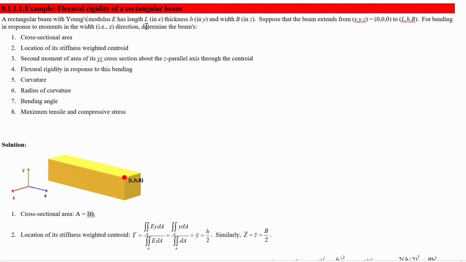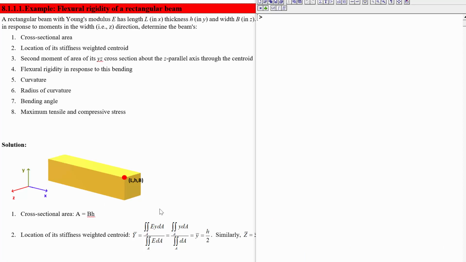Okay, so we're going to do an example that involves figuring out flexural rigidity and all the bending stuff of a particular beam. Let's put some numbers to this, or at least variables. Suppose we have a uniform Young's modulus E. It's a rectangular beam, and it goes from 0, 0, 0 to L, H, B, and we're going to put a moment on it in the width direction, the Z direction. A positive moment in the Z direction is going to cause it to bend up like a smile. So we're going to look at this surface, the length direction here, and figure out the resistance to moments applied to that surface in the Z direction.